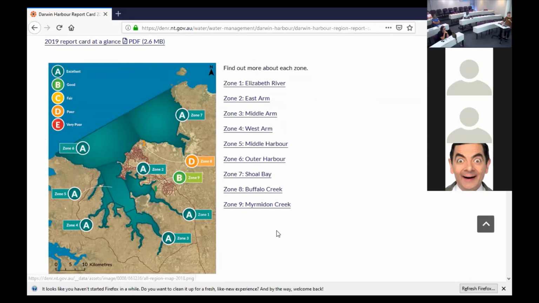So, and also it's summarised information so you can actually say, oh look, it's actually travelling quite well. We've got mainly A's, but hold on, we've got 2 problematic zones there. So let's click on, so the legend is excellent right through to very poor with those coloured letters. And then we've got the different zones, and that's their little letter bubble sitting over the top of that zone. So let's have a look at this one, Buffalo Creek, that's zone 8, to see why is that poor when everywhere else in Darwin Harbour is excellent.